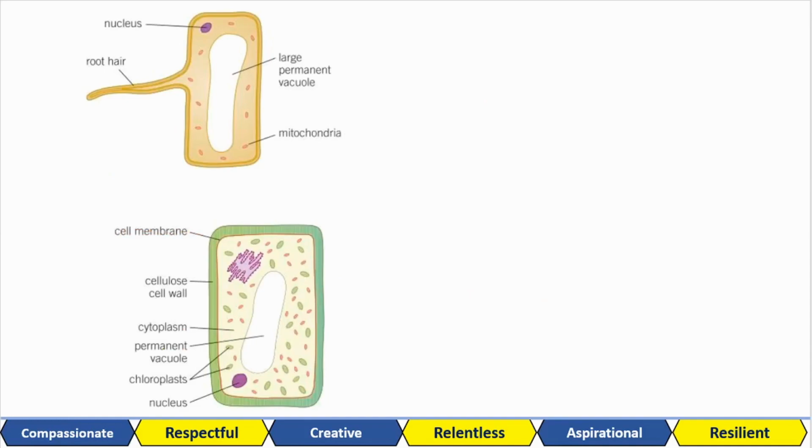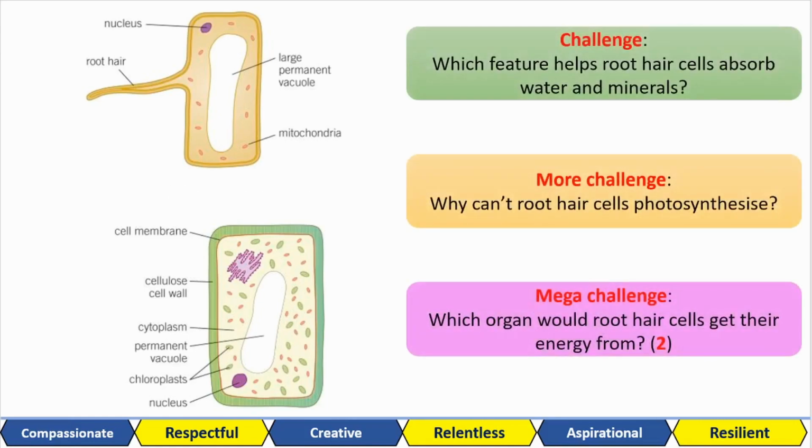Root hair cells look slightly different compared to your regular plant cells. Oh yeah, this plant cell, the standard one that you see at the bottom here, these are technically called palisade cells. Now I have these challenge questions for you to have a go at. Do your thing.